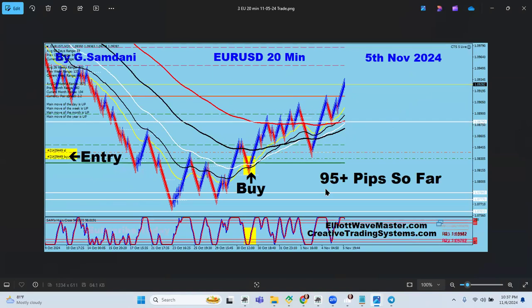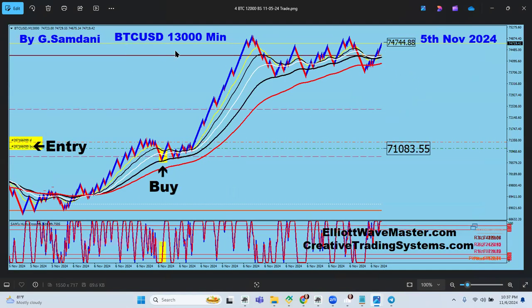Euro USD, 95 pips to the upside on the 5th. Buy orders right there. And this is again BTC, the second entry, same day, but after the first one it dipped. Then again it started to go to the upside. This is the entry buy order, from 71,083 to 74,744. It is also on the 5th.